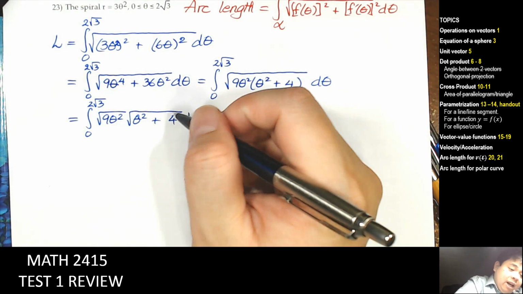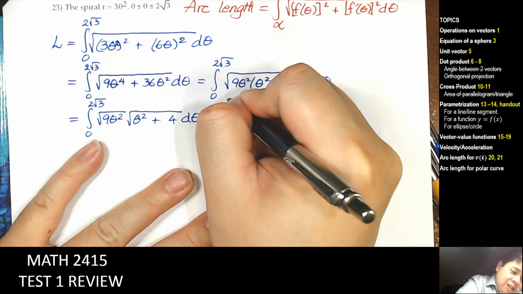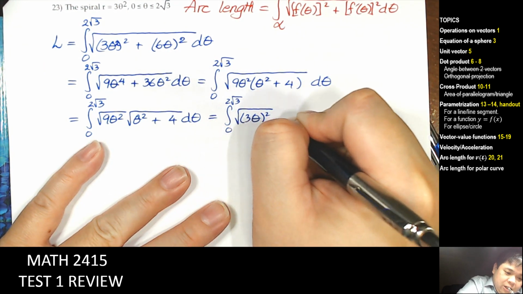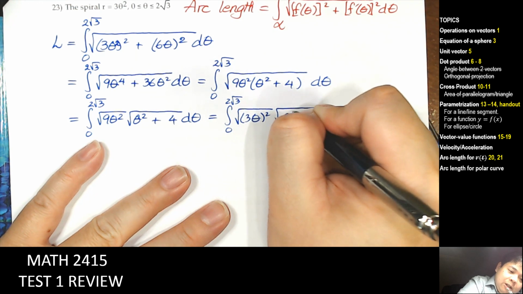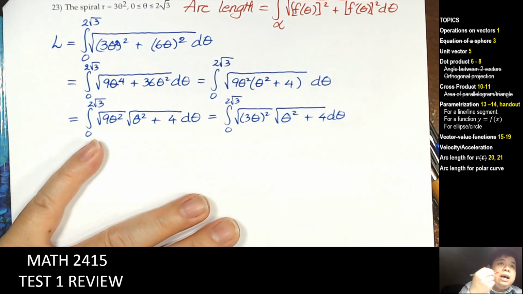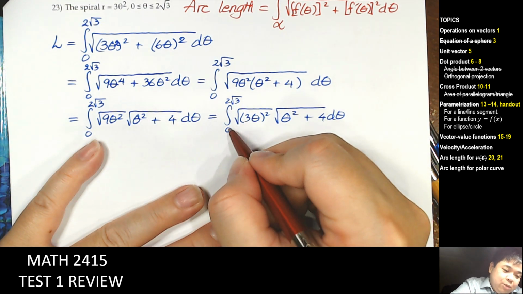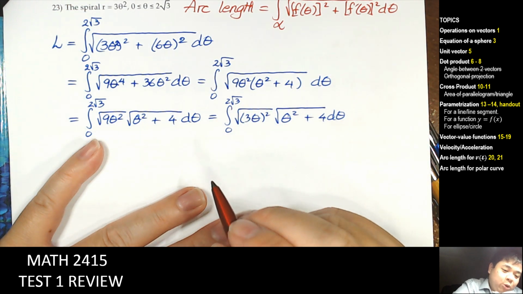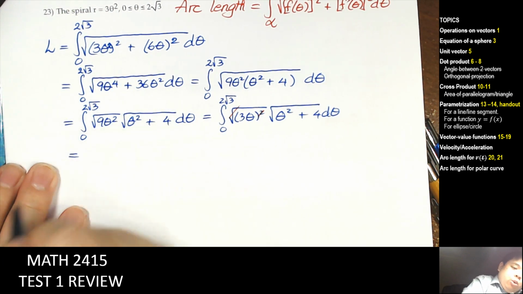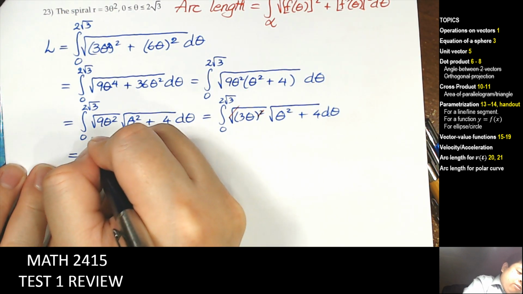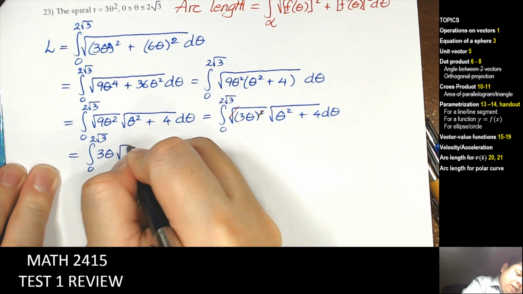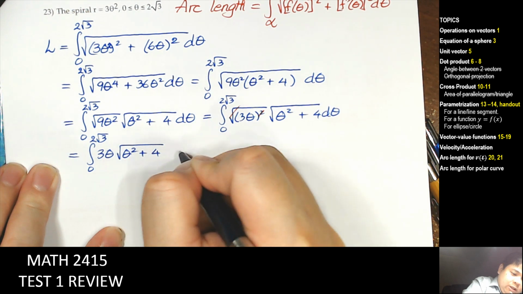Let me just write it as 3 theta square. Now again, theta is positive, being from 0 to 2 square root of 3, so the square root and square will cancel out. So we have the integral from 0 to 2 square root of 3 of 3 theta square root of theta square plus 4 d theta.